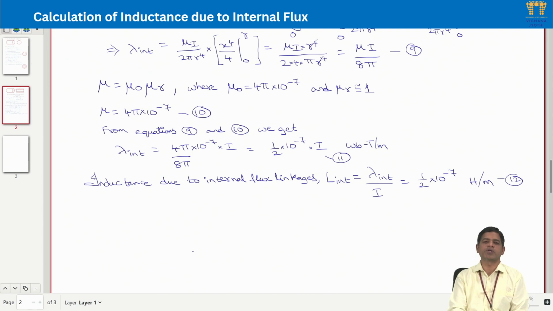So from this equation you can see that the inductance which is calculated due to internal flux linkages is always a constant whose value is half into 10 power minus 7 or 0.5 into 10 power minus 7 Henry per meter. In the next session, we will be seeing how to calculate the inductance of a conductor due to external flux linkages. Thank you for today.